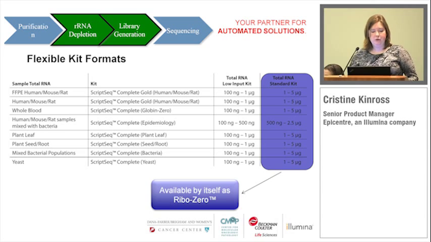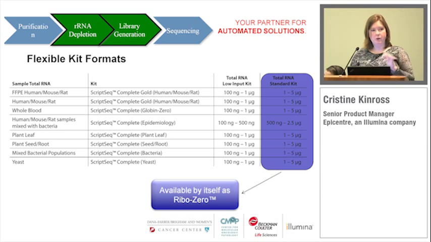There are lots of different formats. The one recommended for human FFPE would be the first line, which is the ScriptSeq Complete Gold Human/Mouse/Rat Kit. These are available in two options. You can get just the depletion part, which is shown in blue on the far right. It requires a little bit higher input, though.